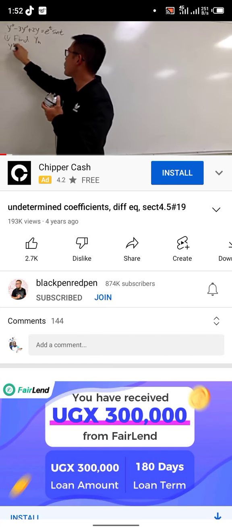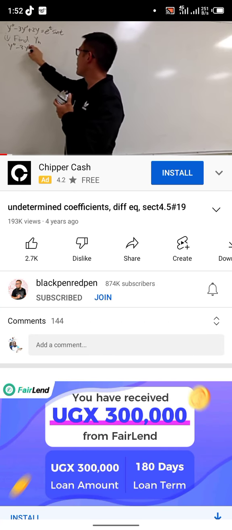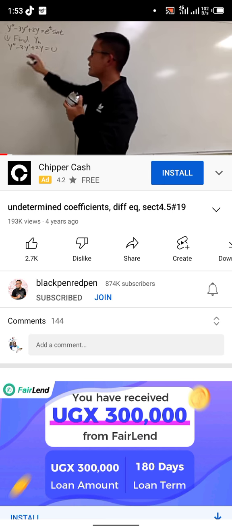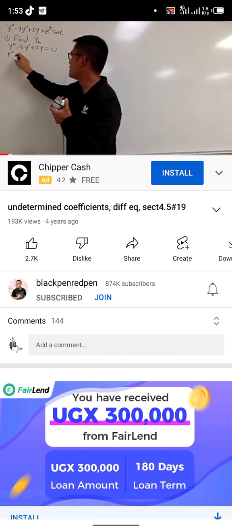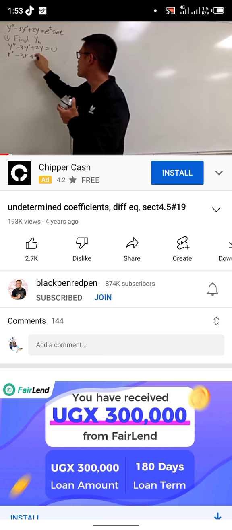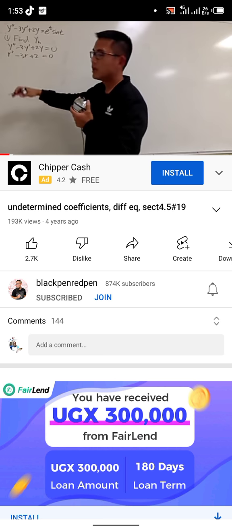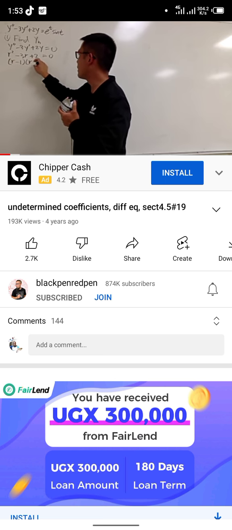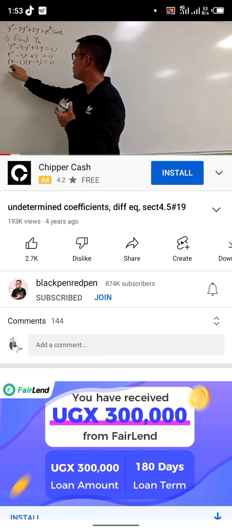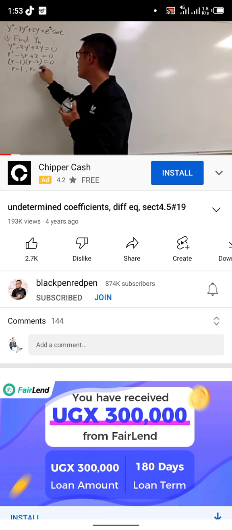This y double prime minus 3y prime plus 2y to be 0, like this, and then solve that. So to solve this, we change this into r squared minus 3r plus 2 equal to 0. Factor time, right? This is going to be (r minus 1) times (r minus 2) equal to 0, and you know r will be 1 and 2.